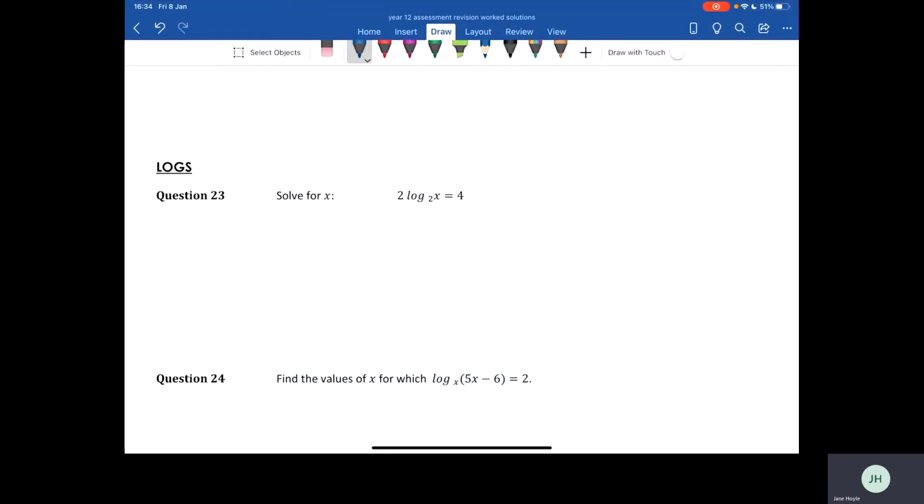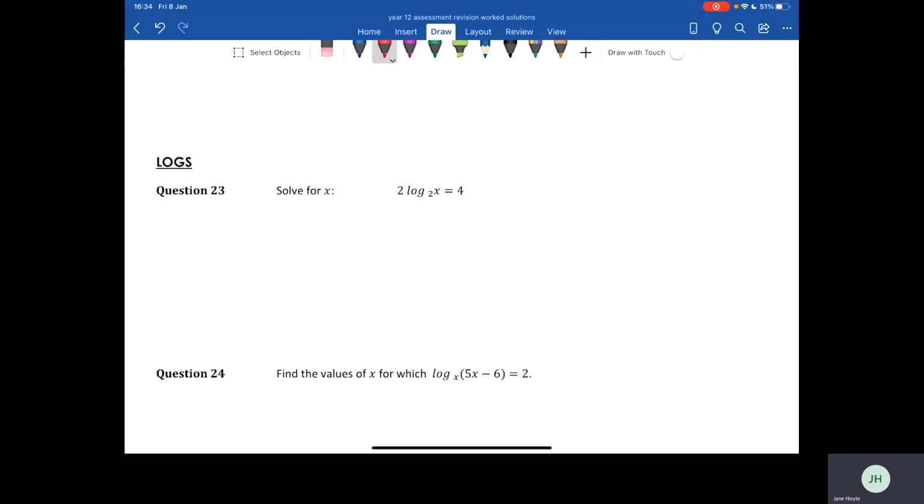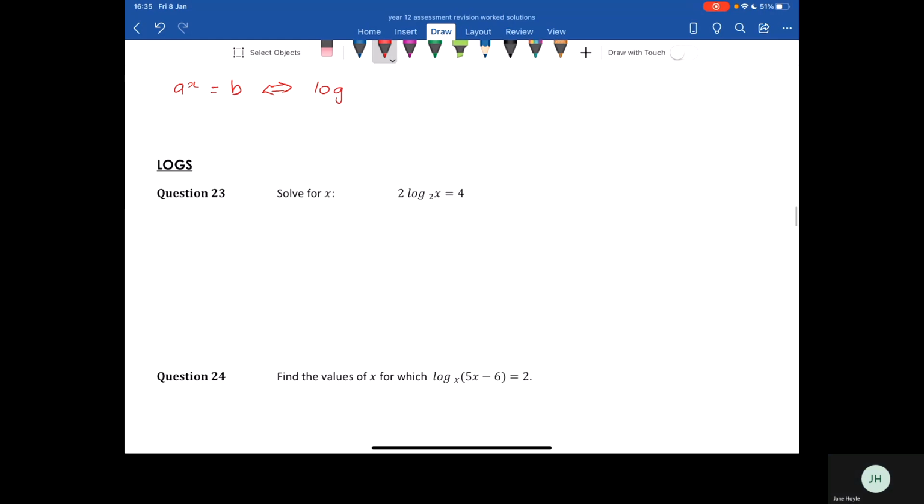So with our logs, we are essentially using 3 or 4 different things. So it's all about being able to switch from exponential form, which we're very used to saying, okay, a to the x equals b, you know all about powers. But that is equivalent to stating that log to the base a of b is equal to x. So, of course, you know that the log function is the inverse of exponential functions.